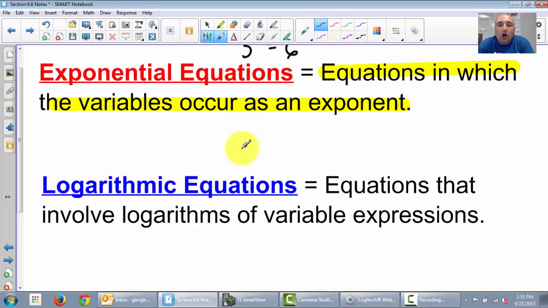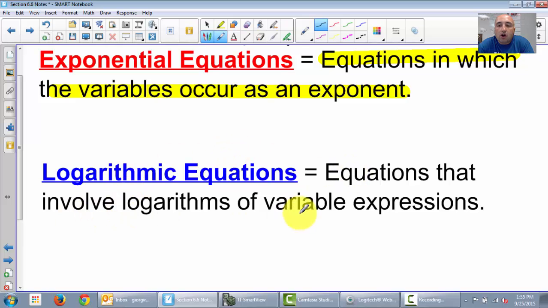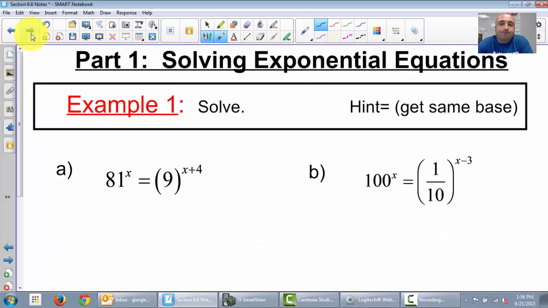A log equation is an equation that involves logarithms of variable expressions. So for instance, if you have a log with a variable in it and it's equal to some number. Now these could come in different forms, but this is just one example of what a log equation would be. It has a variable inside the log. The only way to learn these is doing a bunch of examples, so let's start off with examples of exponentials.